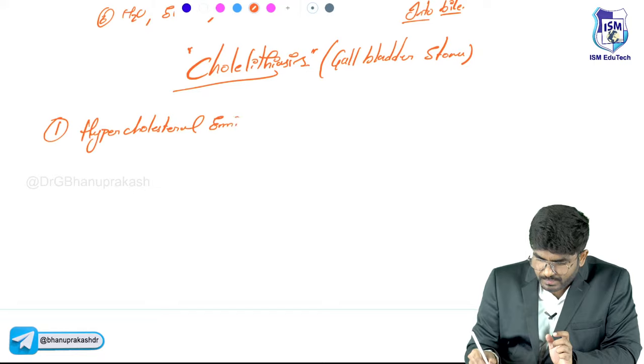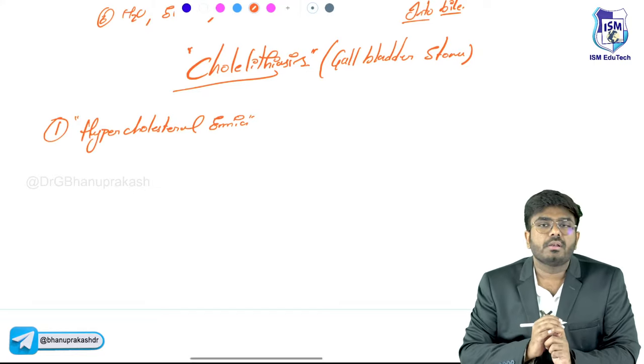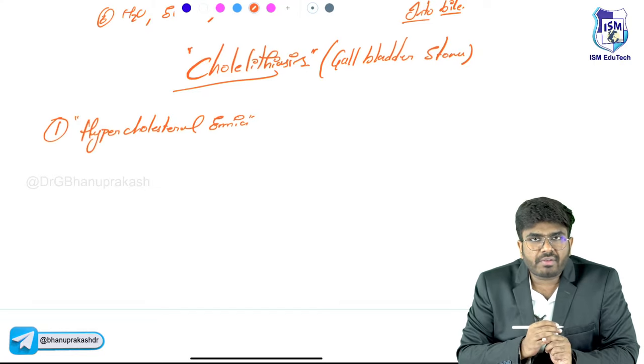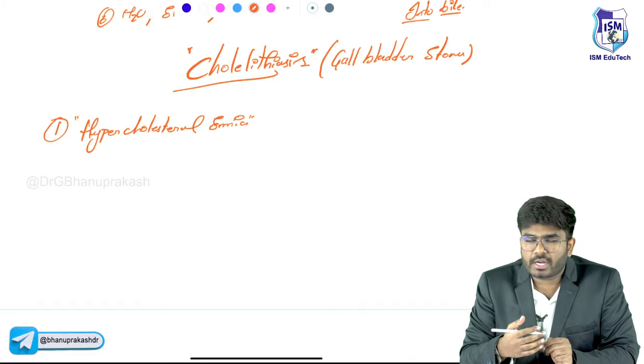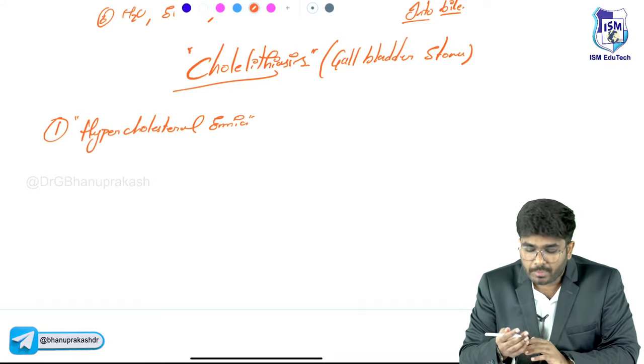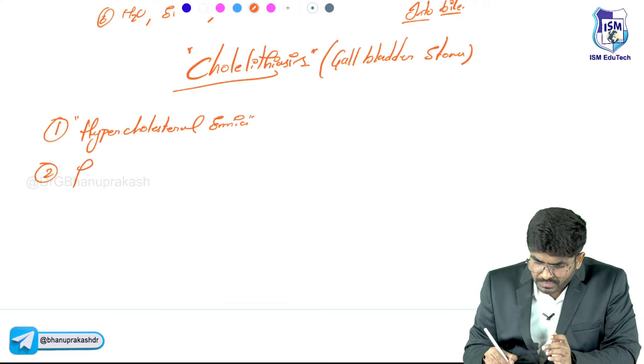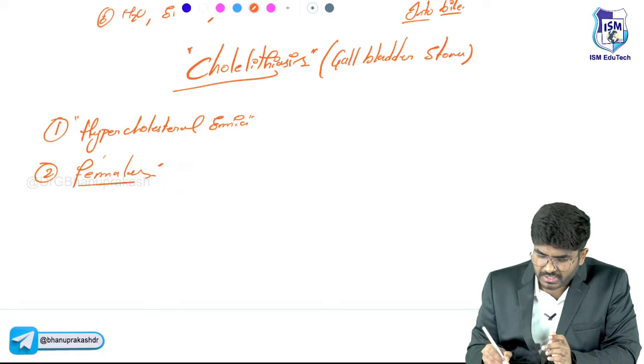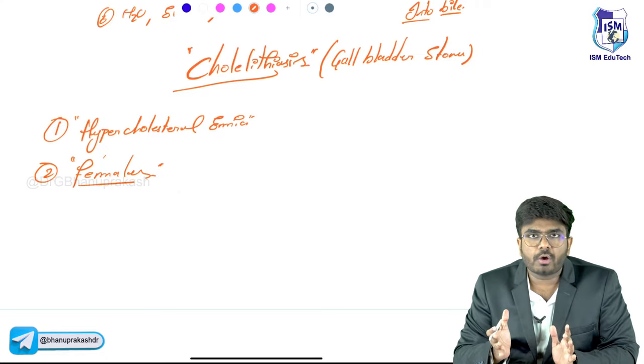Hypercholesterolemia, so a high amount of cholesterol in the body. If the patient has a high amount of cholesterol, it can also be present in the bile. This cholesterol will precipitate and form cholesterol gallstones. Especially which sex is going to be affected? Females, especially in their 40s, are going to be affected.